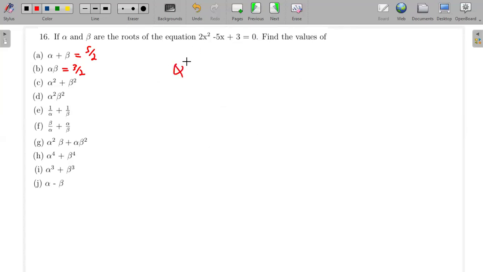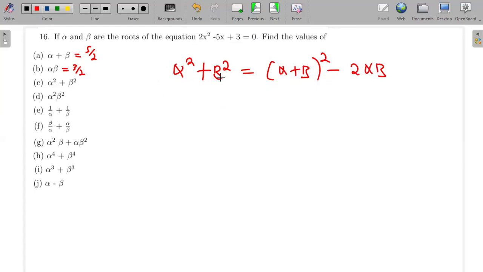Now this one here is the most common identity. Alpha squared plus beta squared is the same as alpha plus beta, squared, minus 2 alpha beta. So how does this come up? I'm going to show you how you can derive this.